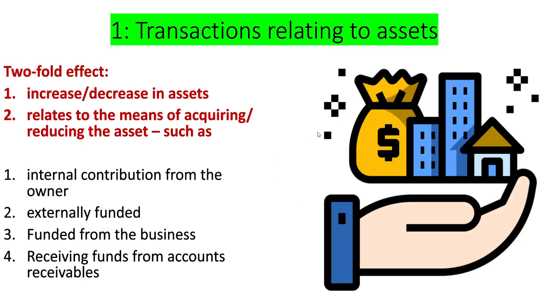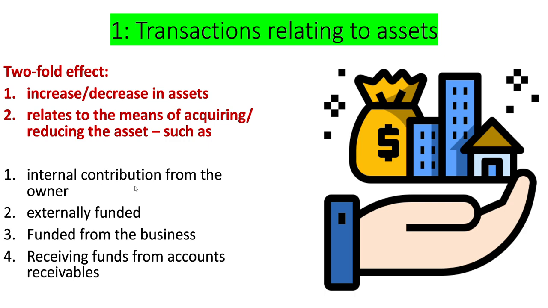So let's look at transactions that we know affect at least one asset and look at the twofold effect. Obviously, there'll be an increase or a decrease in the balance of the asset, and then we need to ask ourselves, how was that asset funded or reduced?